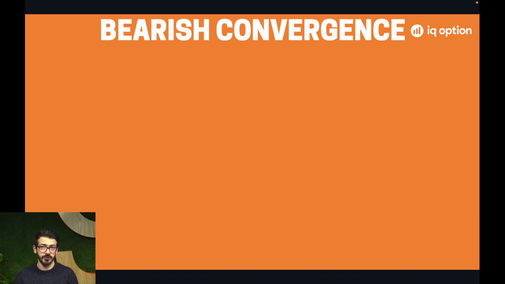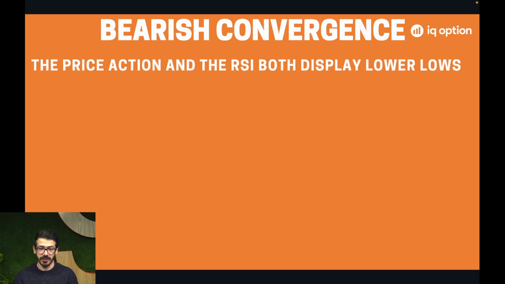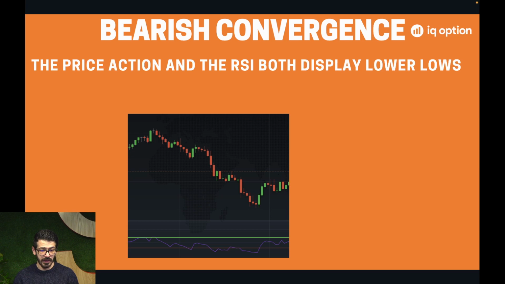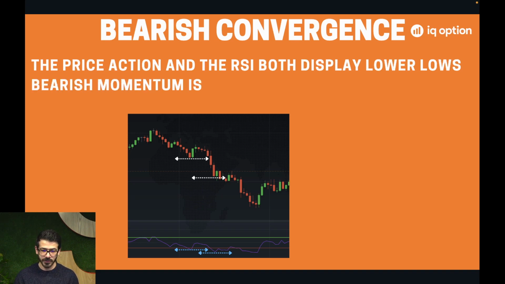Now, bearish convergence. This is similar to previously, but in the opposite direction. The price action and the RSI both display lower lows. We can see here this is the first low, and now we've got the second low, and the RSI is also moving with it. On each low, it's becoming lower. Bearish momentum is maintained. So when we see a convergent situation, it means that the trend is potentially going to continue in the same direction. When we see a divergent situation, it means the trend can potentially reverse, and let me show you in this one.